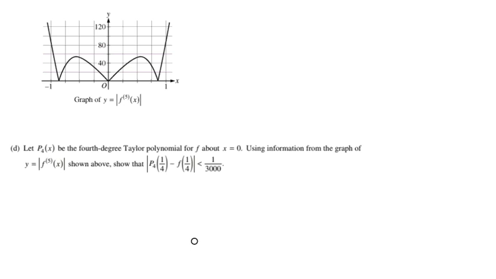Okay, so let P4 be the fourth degree Taylor polynomial for f about x equals 0. And just so everyone that's watching at home knows, this is from the 2011 Calc BC exam. So you can go and look up the question and the solution, if this is not doing it for you. Okay, so P4 is the fourth degree Taylor polynomial for f around x equals 0. Using information from the graph of f's fifth derivative shown above, show that the maximum possible difference between the fourth degree approximation for f of 1/4 and the true value of f of 1/4 is 1 over 3,000.